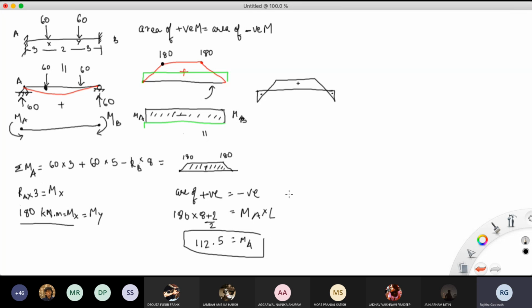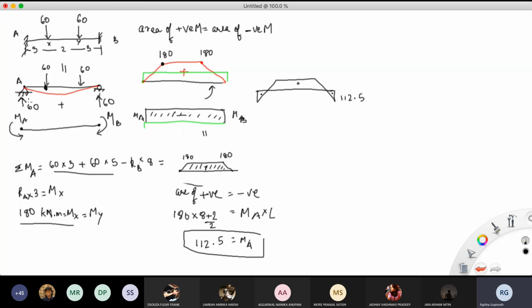Okay, you guys are lost. Can you please explain from RA into 3 is MX? Sorry. Which one? I got it till MA is 60 into 3 plus 60 into 5 minus RB into 8. ये वाला. And then, yeah, after that I kind of got lost. अच्छा, like, okay. MA is equal to okay.